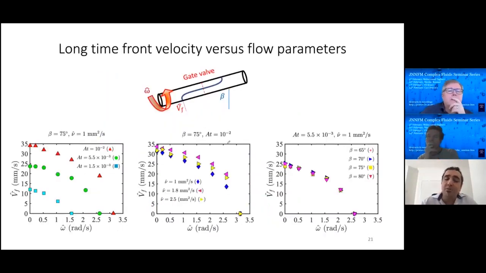Now let's look at the long-time front velocity, the velocity of the penetration of the fluid at long time, and we plot it versus the rotation speed. What we observe is that by increasing the Atwood number, in this direction, the front velocity increases due to the buoyancy, but at the same time, by increasing the rotation speed, the front velocity decreases until it reaches basically zero at the largest rotation speed.